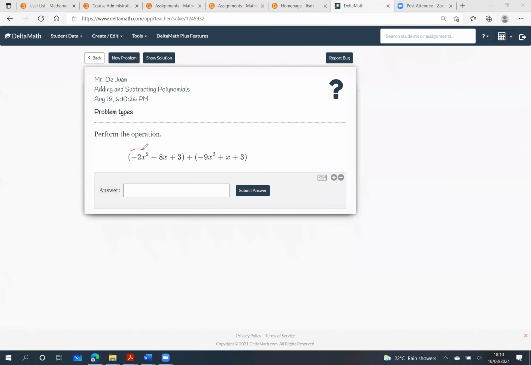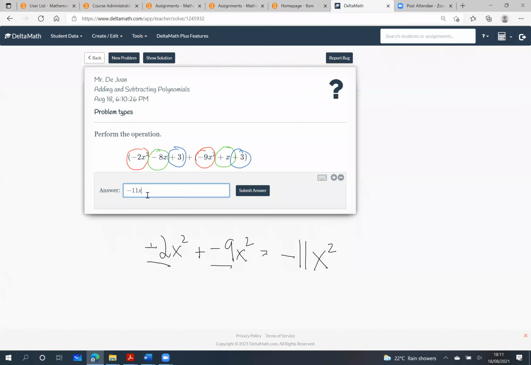So if we have negative 2x squared, remember, because we're adding, we are combining like terms. So I'm going to circle them to make my life a little easier in the colors. 8x and x, and 3 and plus 3. So now let's combine them and see what we get. We naturally are going to know that negative 2x squared plus negative 9x squared, negative 2 plus negative 9. Remember, only the coefficients will change. Negative 11x squared. So I can go ahead and write that down.